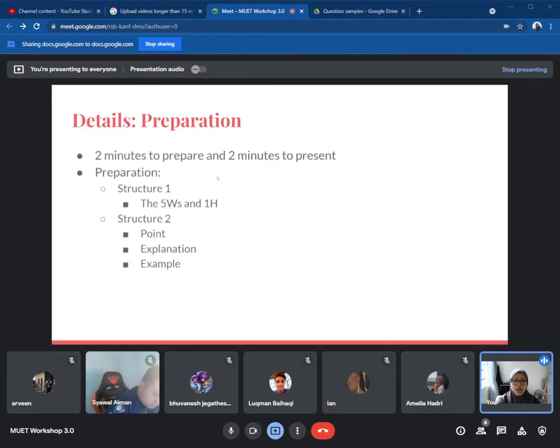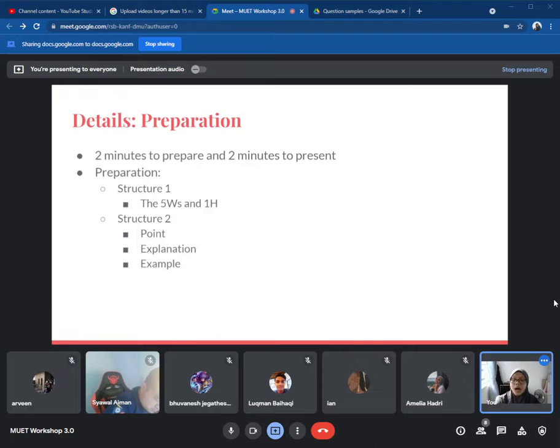Then you are given 2 minutes to present your point. I always tell my students, you can prepare 1 point, and based on this point, you come up with an explanation and an example. But some students are able to speak more in just 2 minutes. So if you are that kind of person, you can always prepare more than 1 point and make sure there is an explanation and an example.